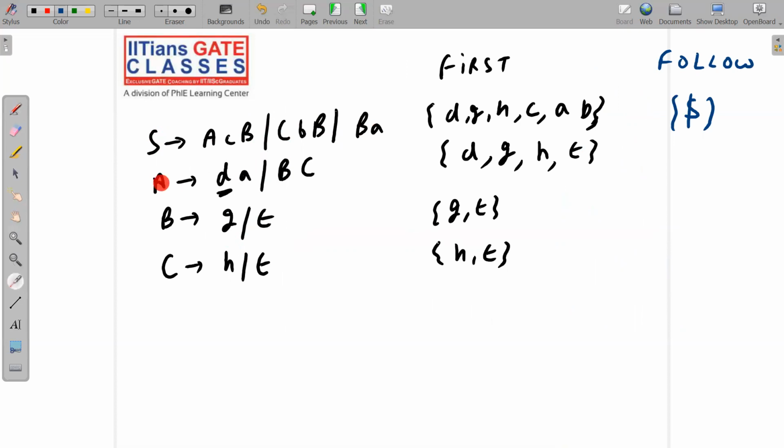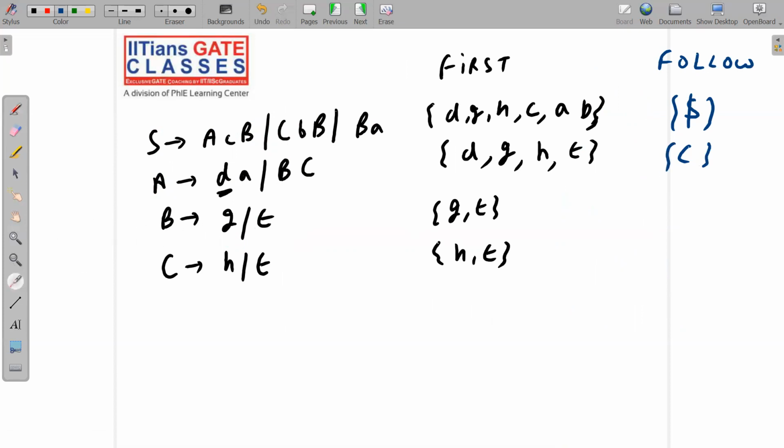Okay, next. Follow of capital A. Try to find capital A in RHS. Here we are finding it. Follow of capital A will be first of this part. So it will be small c. Okay, small c. Anything else? Anything extra for capital A? No. So that's it. Next.